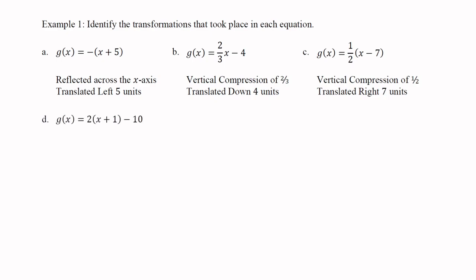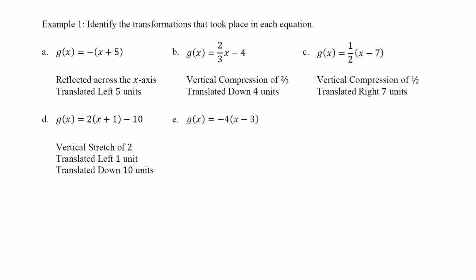For D, we have a 2 out in front, so we have a vertical stretch of 2, a +1 within the parentheses, which tells us that we're translated left 1 unit, and then a -10 on the end, which tells us we're translated down 10 units. In E, we have a minus sign out in front, so that tells us we're reflected across the x-axis. The 4 tells us that we are stretched, and then the -3 within the parentheses tells us that we have a translation right, 3 units.